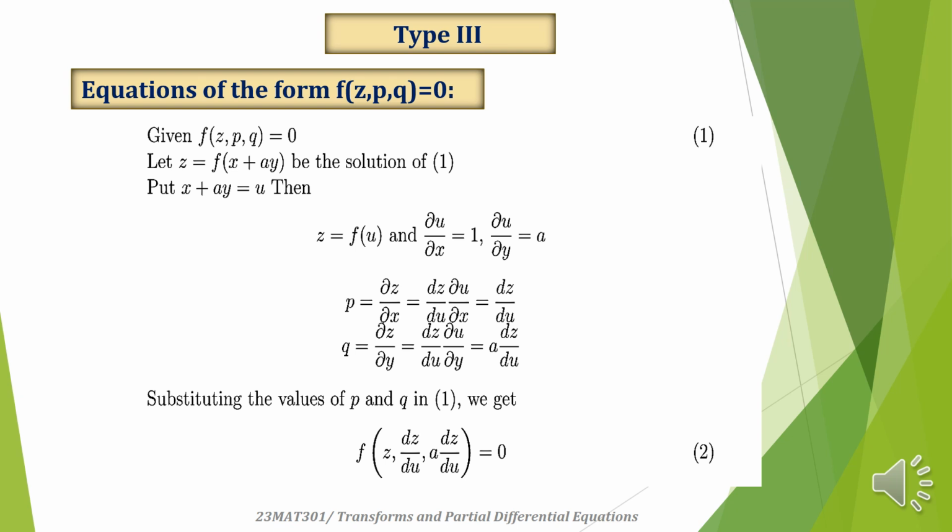Likewise for q, we know that q is dou z divided by dou y. How will you split it? You split it as dz by du into dou u by dou y. We know that dz by du is a function of u, and dou u by dou y is a. So you will get q equal to a into dz by du. Now we have to substitute it in the above equation. You will get f of z comma dz by du comma a into dz by du equal to 0.